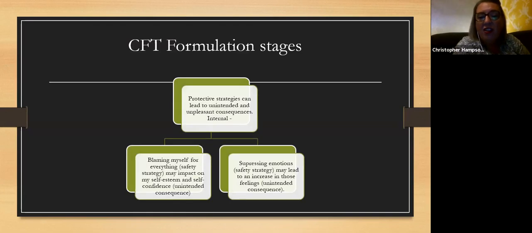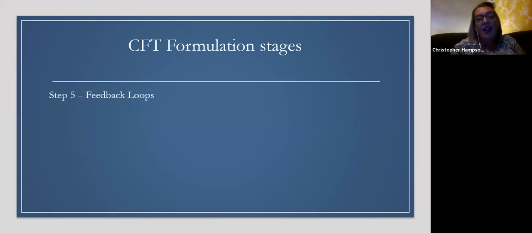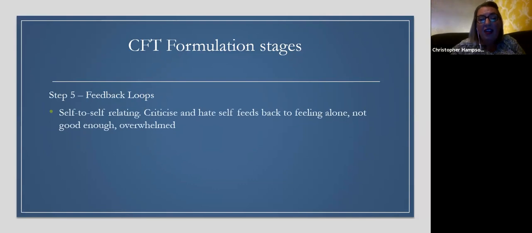And the protective strategies can lead to unintended and unpleasant consequences, internal. By listening to our clients blaming themselves for everything, it may impact on self-esteem and self-confidence. Suppressing emotions may lead to an increase in those feelings. And the last step, step 5, feedback loops. So self-to-self relating, so criticize and hate self feeds back to feeling alone, not good enough, and overwhelmed.